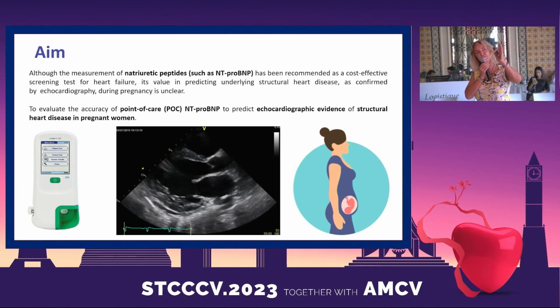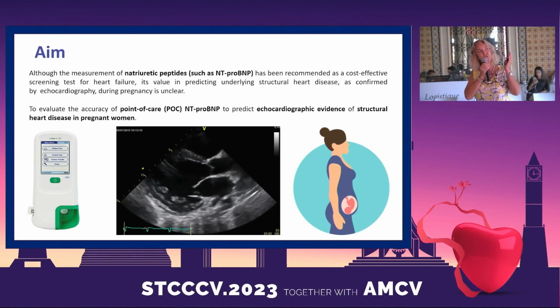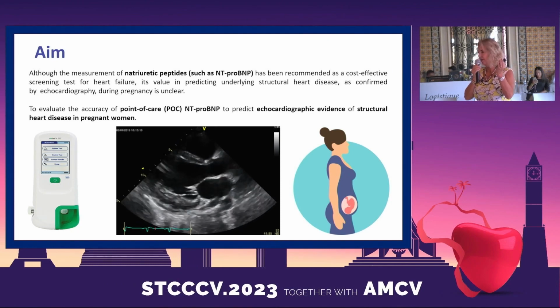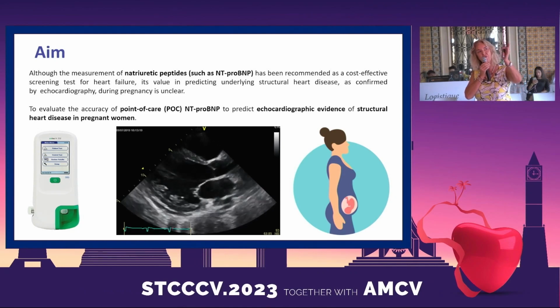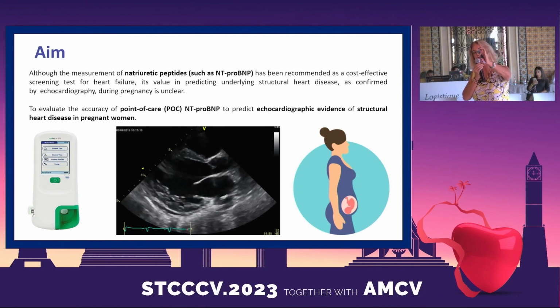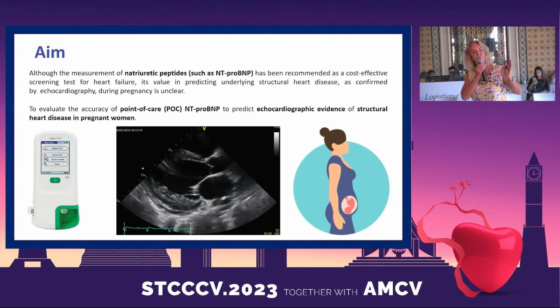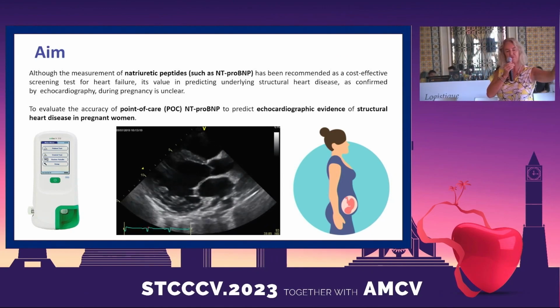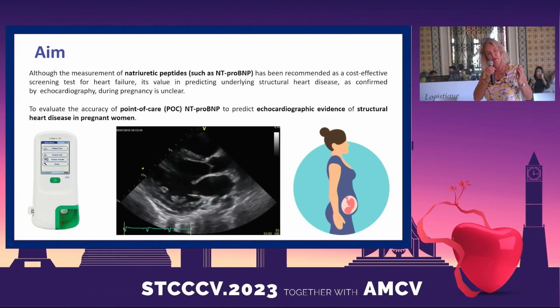The value in predicting underlying structural heart disease, as confirmed later by echo during pregnancy, is unclear. So they wanted to evaluate the accuracy of point-of-care NT-proBNP to predict echocardiographic evidence of structural heart disease in pregnant women. We managed to get a donation of the Roche bedside diagnostic test.